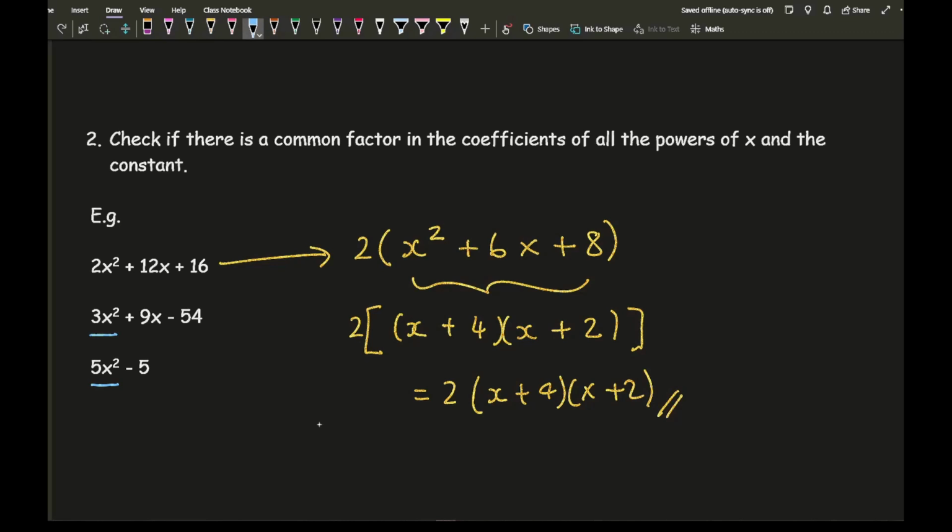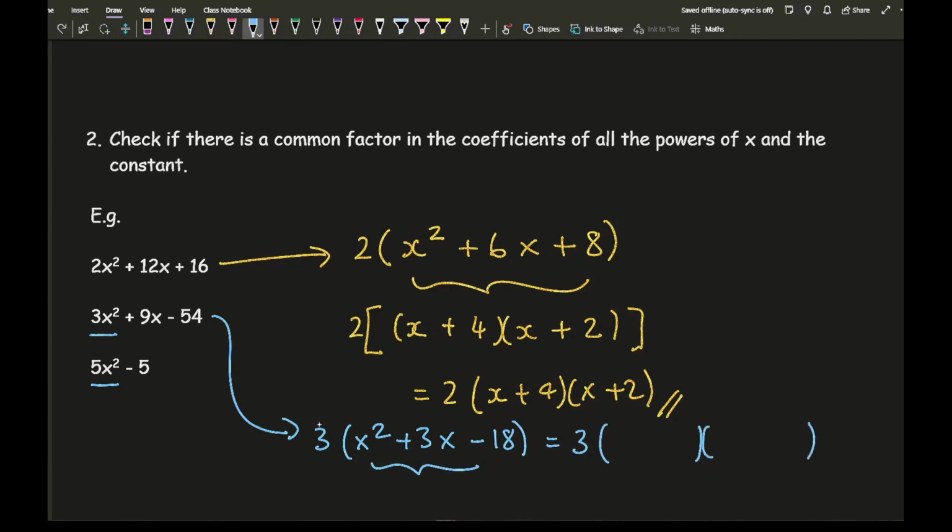Looking at the second one, we've taken 3 out, so we've got 3 lots of x squared plus 3x minus, and then 54 divided by 3 gives me an answer of 18. And then from this, I can factorize what's in the bracket. So I keep the 3 separate. So what two numbers multiplied together give me 18 with a difference of 3? Well, that's going to be 6 and 3.